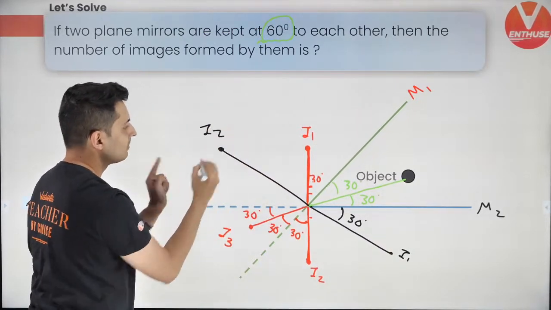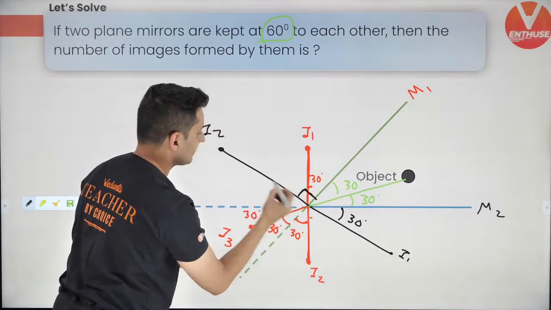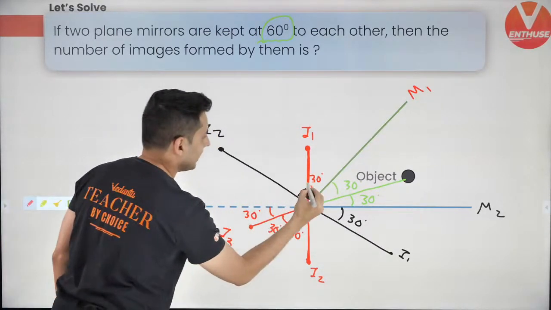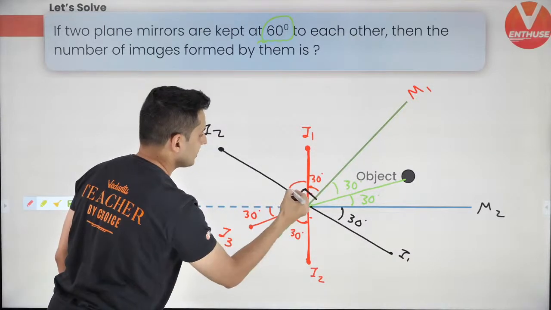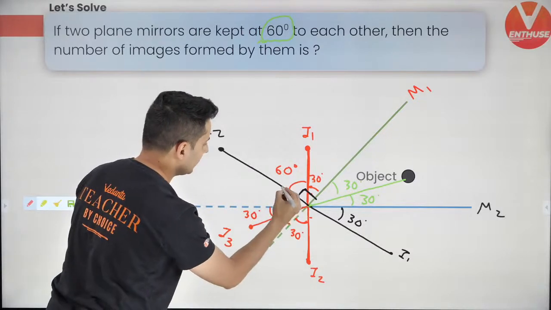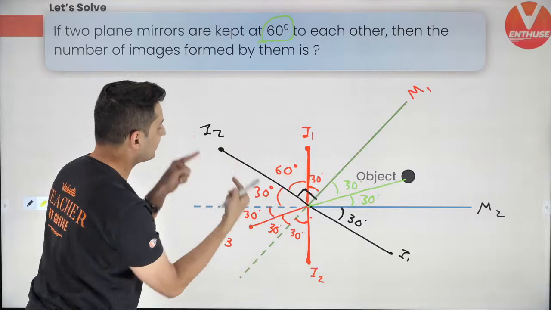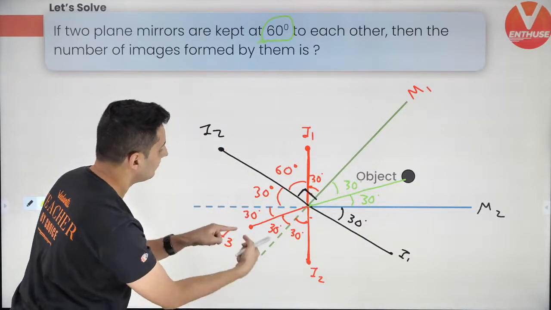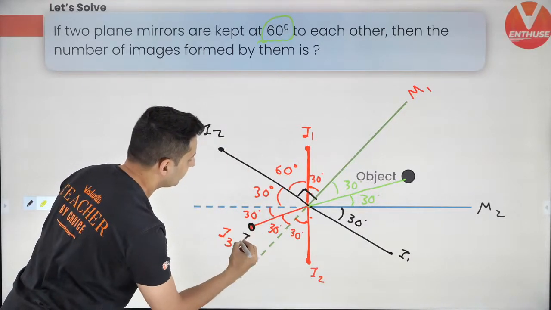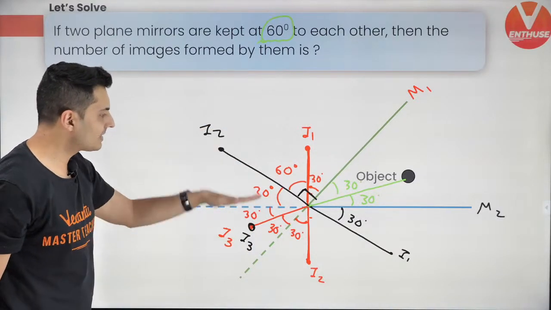So the reflection must form over here because of mirror 1. So this is I2, correct? Now think about it. If this is 90 degrees and I know that this is 30, so obviously how much is this? 60. If that is 60, then how much is this? This is also 30. Okay, cool. So where will the next image be formed? Obviously I2's reflection will be formed over here and it will coincide with it. 30 here, 30 there. It will coincide with it.